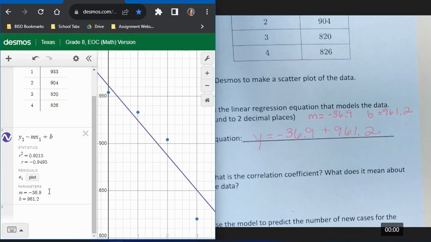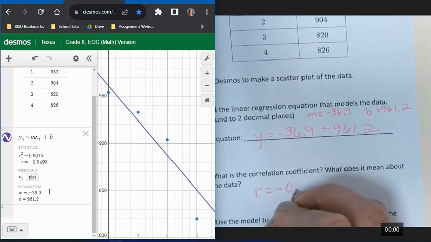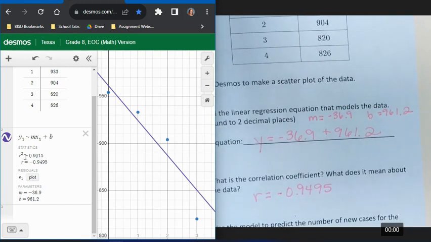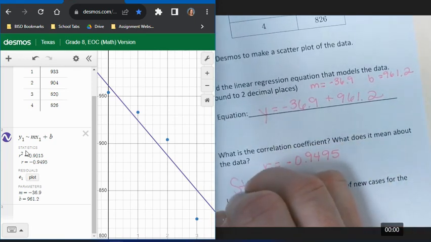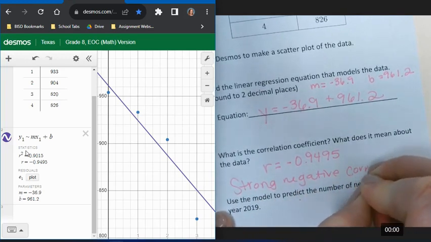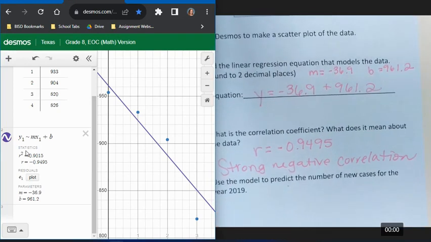And then write your correlation coefficient. That's the R value. So R equals negative 0.9495. See how the R squared doesn't even say negative? It's because it's squared, and you can't have a negative squared. But we want to look at only the R. It's a negative, so that means, since it's close to -1, it is a strong negative correlation. Make sure you write those words down. And that came from the front of this foldable.